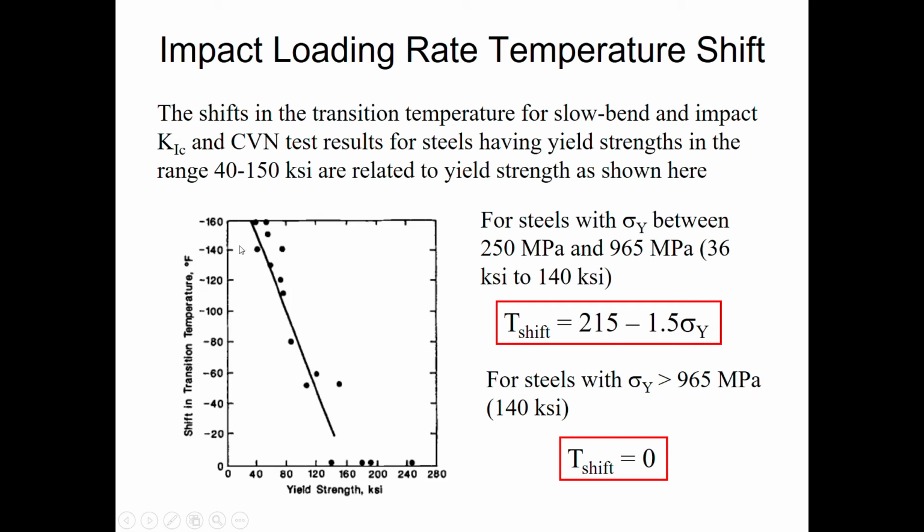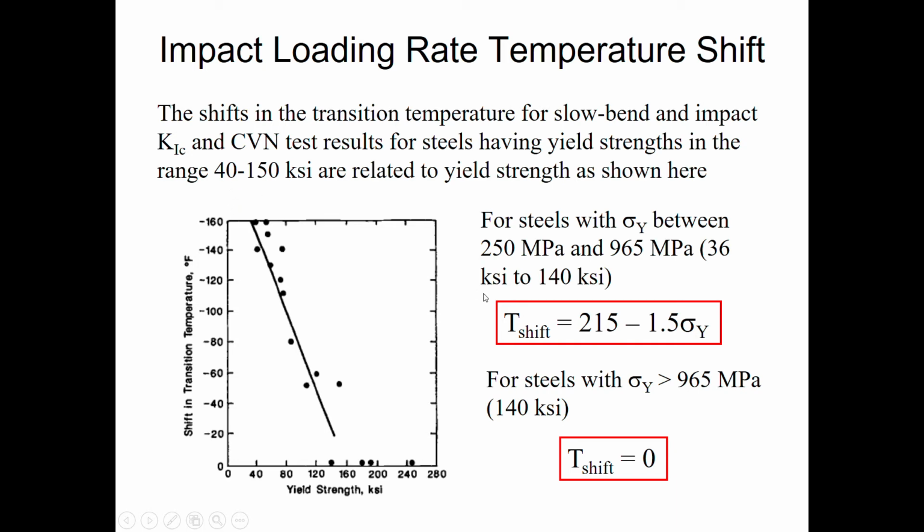Okay, so from that, they plot the data and then they get the relationship between the yield strength and the shift in transition temperature. In this case, for steel with sigma y between 250 megapascal and 965 megapascal, which is almost about 36 ksi to 140 ksi, they found the linear relationship.